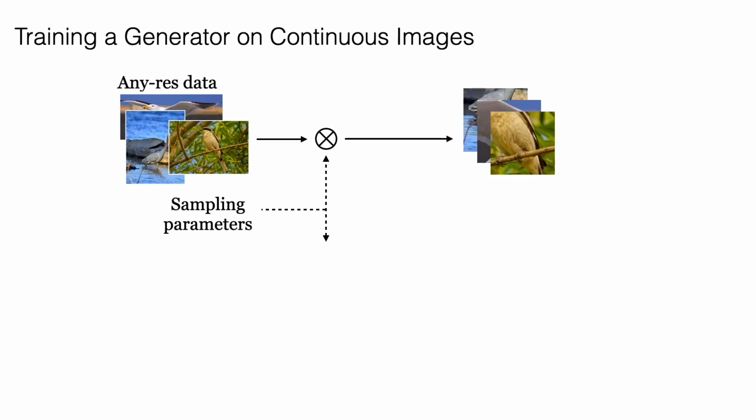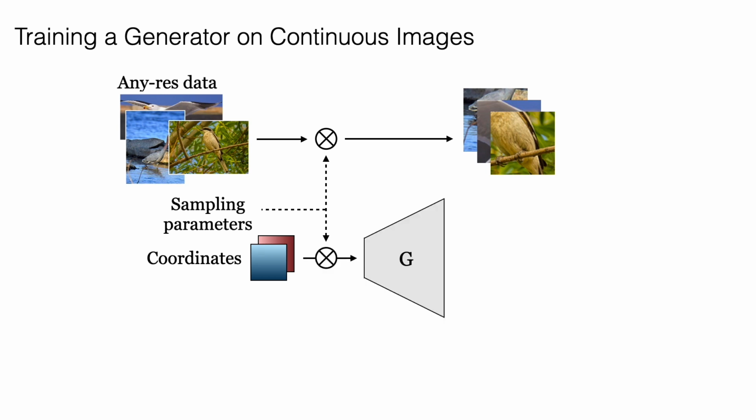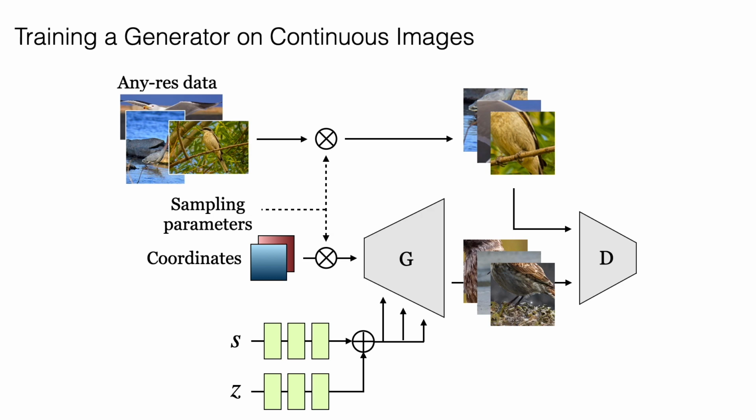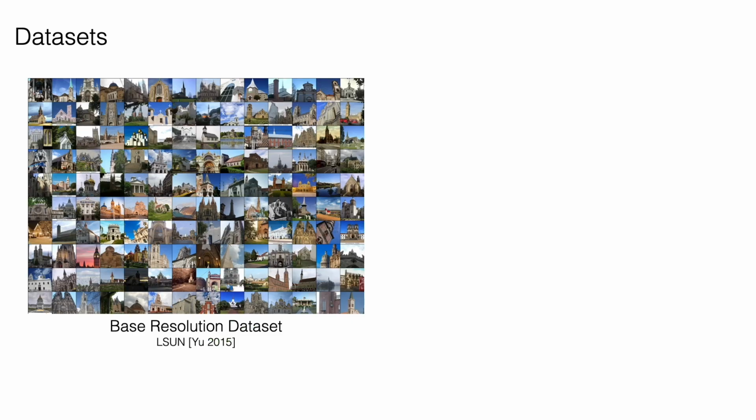We sample patch parameters and extract real image patches. Next, we take a coordinate grid and transform it with patch parameters prior to the generator. The generator also takes in the scale and a latent variable to generate corresponding fake patches for the discriminator.